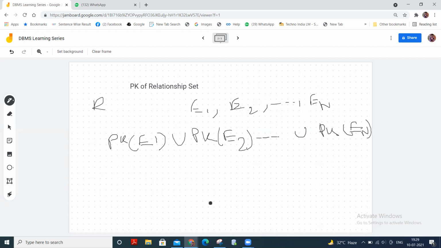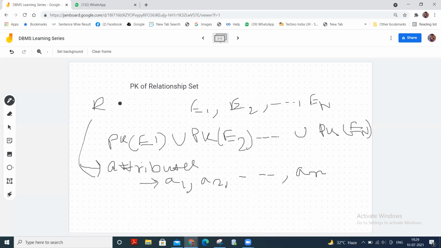If the relationship set R has attributes A1, A2, in this way An, associated with it, then the set of attributes, then primary key of E1 union primary key of E2, in this way union of primary key of En, this describes an individual relationship in set R.